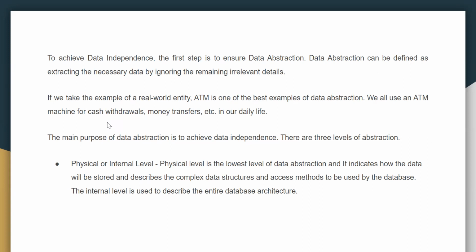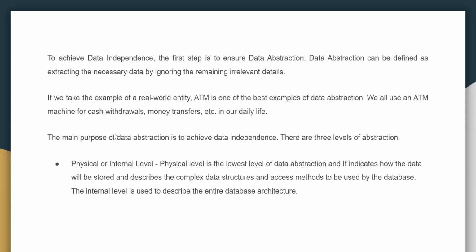This is one of the real world examples of data abstraction. To achieve data independence, we have three different layers: the physical or internal layer, the conceptual or logical layer, and the external or view layer. The first we are going to discuss is the physical or internal layer.